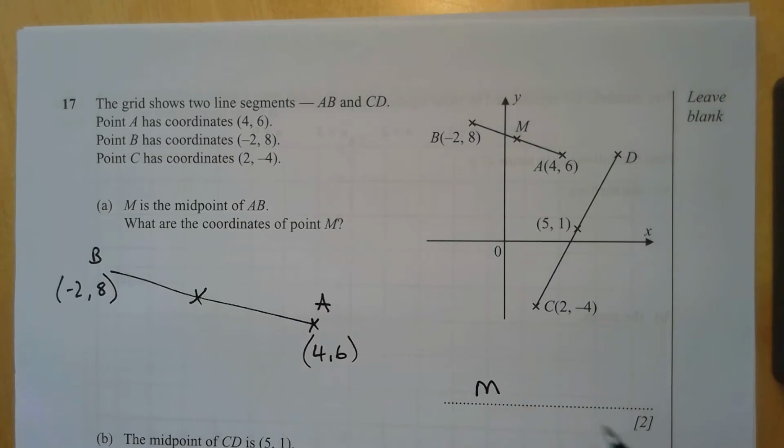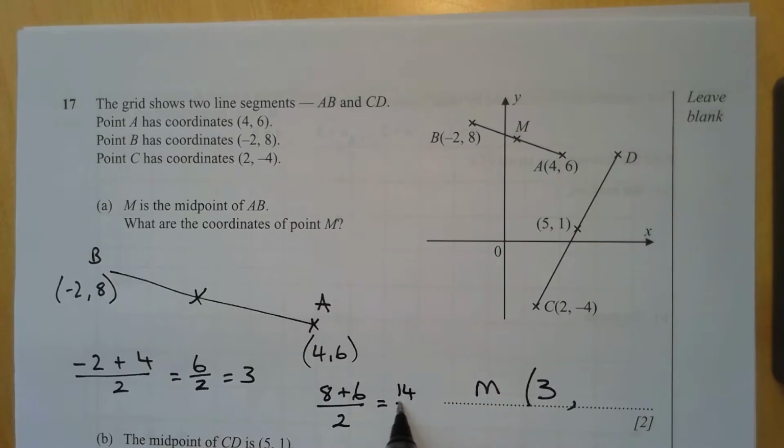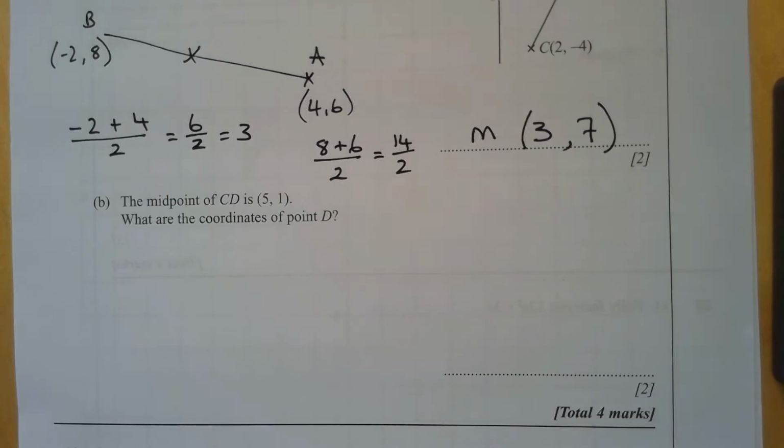So the midpoint coordinates are halfway between -2 and 4. Now we can find the mean of those two numbers. -2 plus 4 divided by 2. So this is 4, 5, 6 divided by 2 is 3. The x is 3. And we do the same with the 8 plus 6 divided by 2 is 14. Divided by 2 gives us 7. The midpoint of CD is (5, 1).